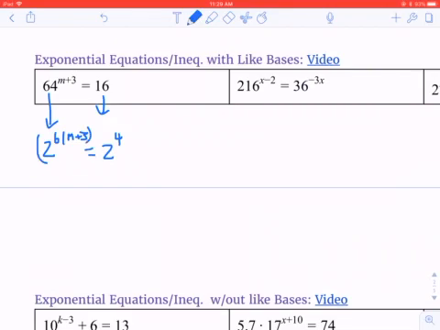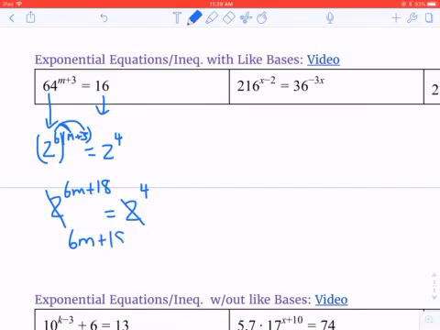So think about 2 to the 6th. We have to multiply the 6 times the m plus 3. So we end up with 2 to the 6m plus 18 power equals 2 to the 4th power. And then we have like bases, so we can just cancel those out and solve our exponents. So 6m plus 18 equals 4.